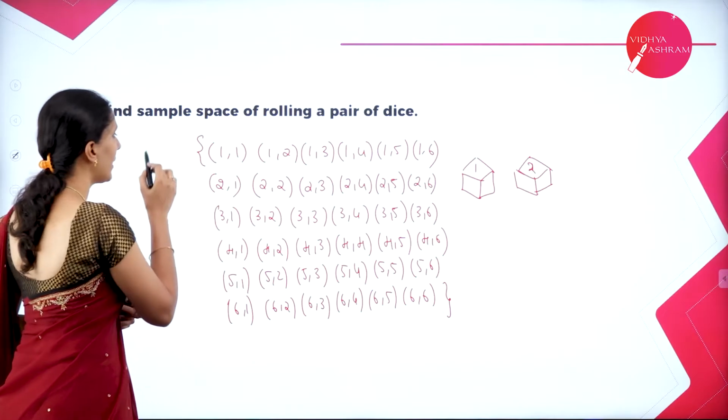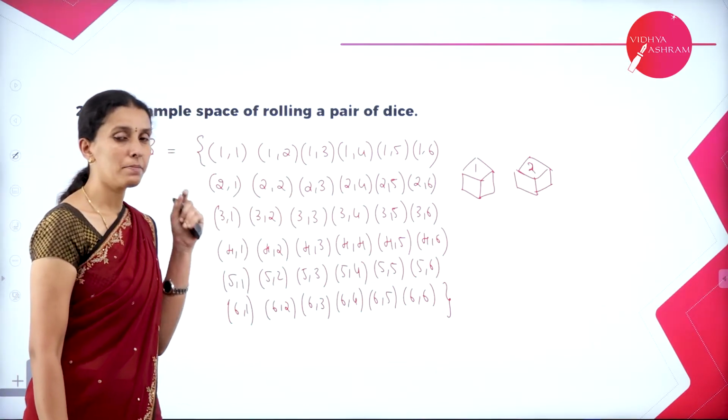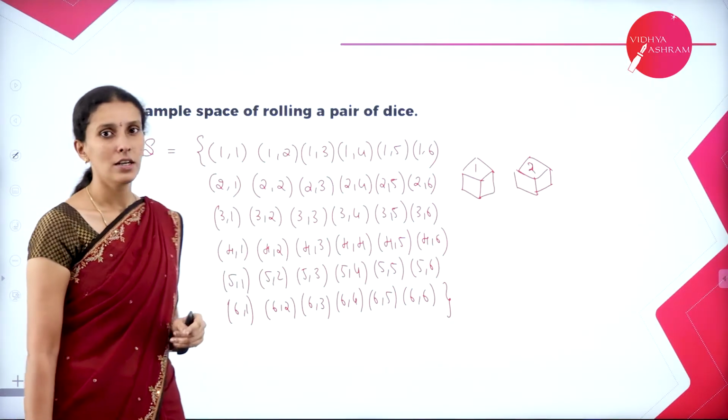So I am writing it in the form of a set. I am using the flower brackets here. The elements must be written in the flower brackets so that it represents a set.